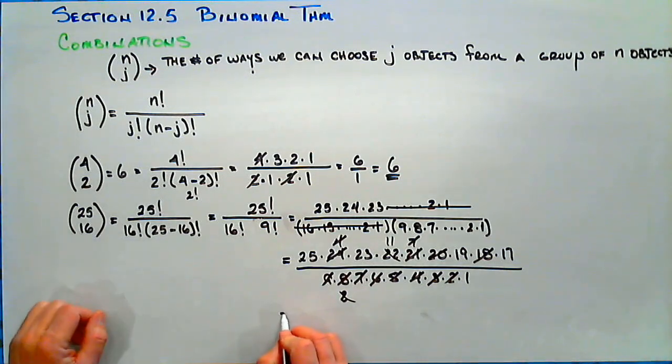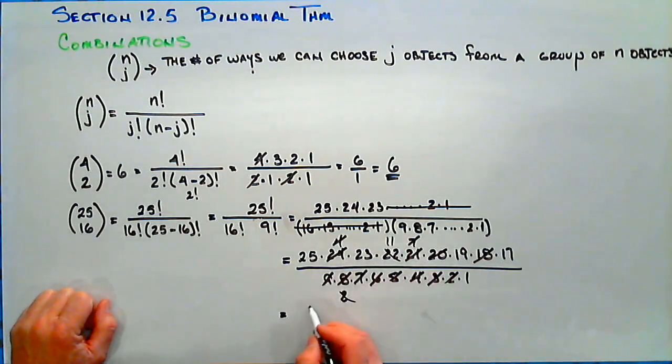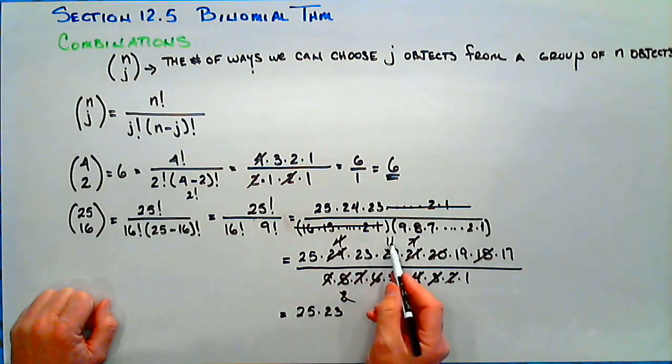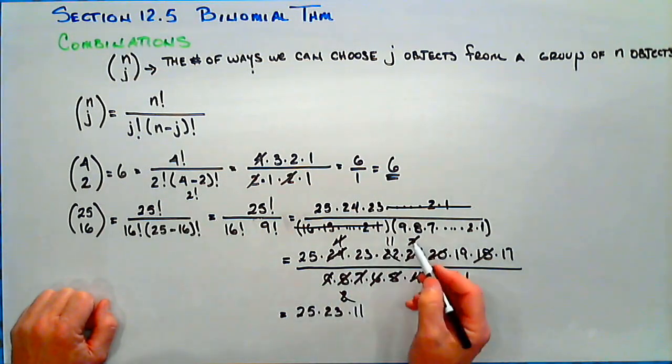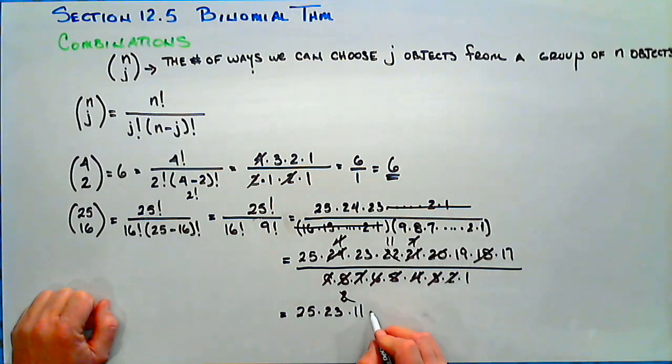And now we have to bust out our calculator. Because now look what we have. We have 25 times 23, right? That's gone. Now we have an 11 right there. That 7 went away. 20's gone. We have a 19 and we have a 17.